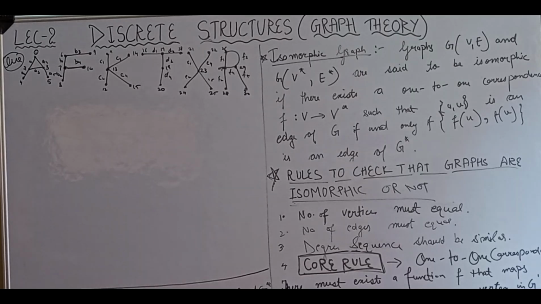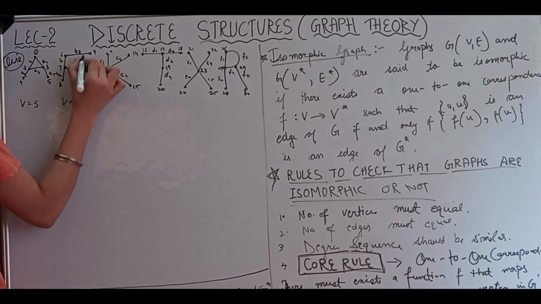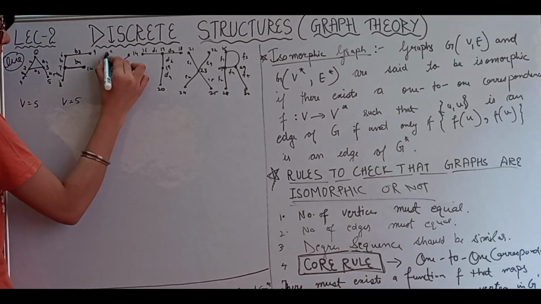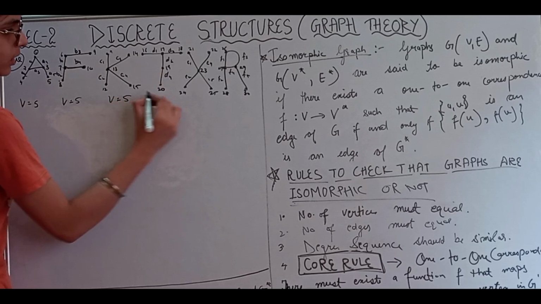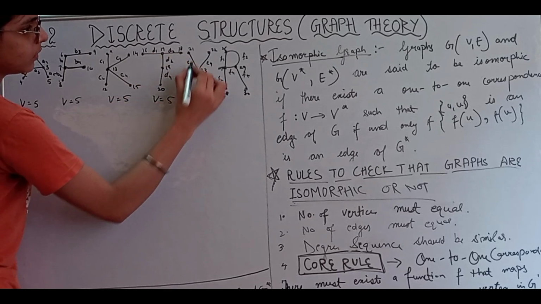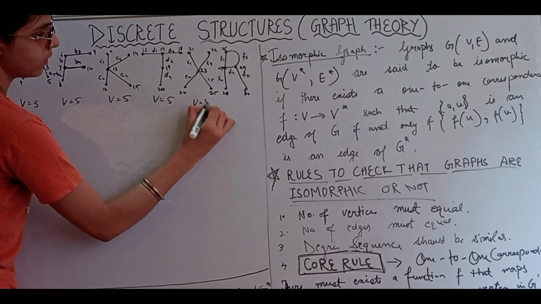I have labeled all the graphs. So let's first of all find the number of vertices. In each graph, the number of vertices is 1, 2, 3, 4, 5.